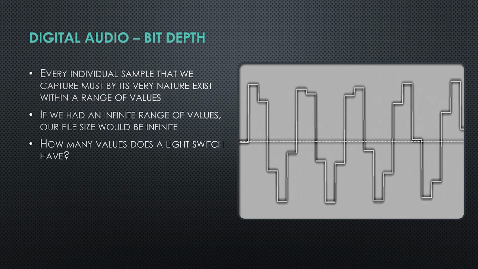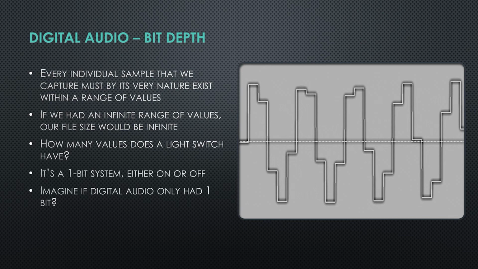So how many values does a light switch have? This is an example I often talk about. A light switch, not a dimmer switch, not a fancy dimmer switch, just a typical light switch when you walk into a room. How many values does it have? It can be on or off, right? It has 2 values. That would be an example of 1 bit. It is either on or it is off.